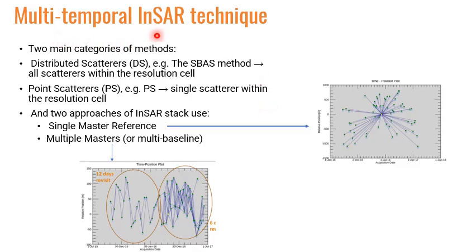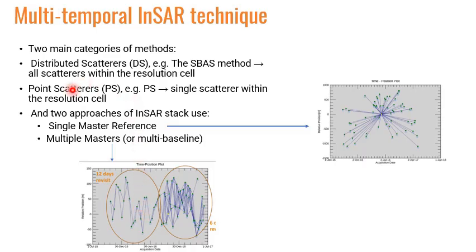So what is the multi-temporal InSAR technique? That means we use many images, a time series of images. It's not only two images, but many images. They are divided into two main categories of methods. They call the first one distributed scatterers, DS. The typical method is the SBAS method, that means small baseline subset, with all scatterers within the resolution cell. You can see in here, this is the SBAS method. It creates the baselines like here, right?